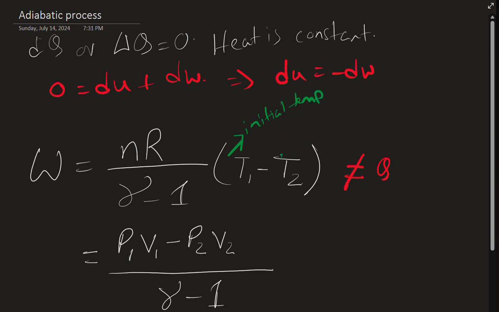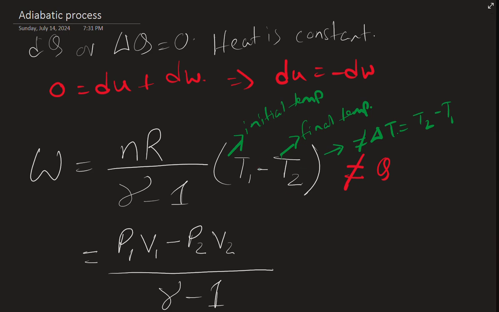And T2 is the final temperature. Remember, do not write del T here, okay? This is not equal to del T, because del T means T2 minus T1. That's not what we want here. We want T1 minus T2. That's why we write it like this, not del T. T1 is the initial temperature and T2 is the final temperature.